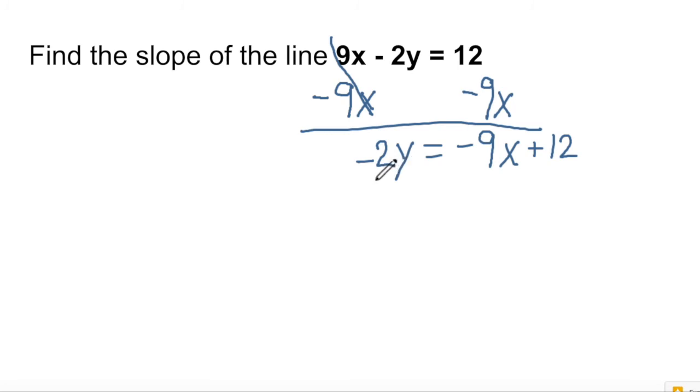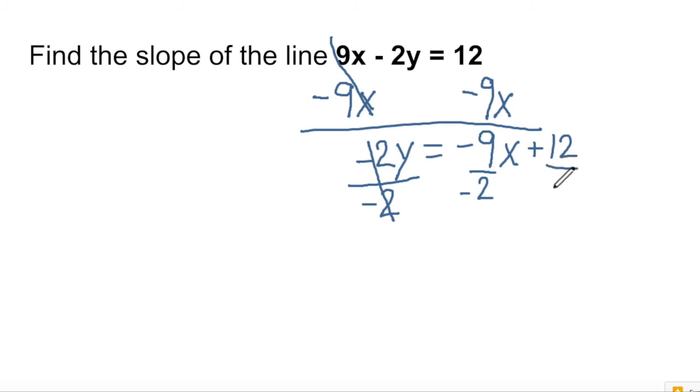Our next step is to divide out this negative 2. Now what we're interested in is the coefficient of x. Like I said, the 12 isn't going to matter. That's just the y-intercept. They ask us for the slope, which is just the coefficient of the x here. So we'll divide by a negative 2 to get rid of that negative 2. We're currently multiplying the y by a negative 2. We need to divide by a negative 2 to cancel it out. So that cancels. Perfect.